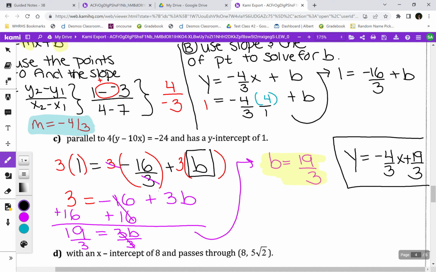All right, finish copying this down because I'm going to have to erase so we can do the next problem. Can I erase? Are you still copying? Okay.